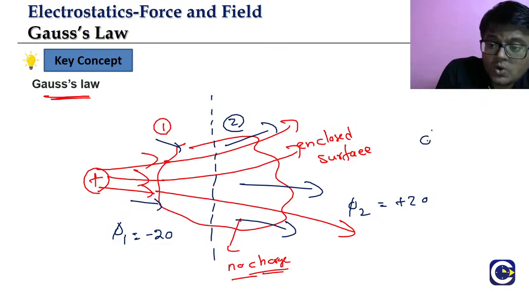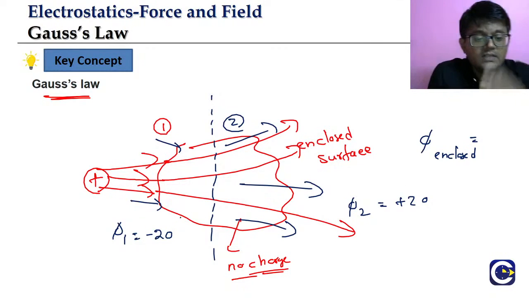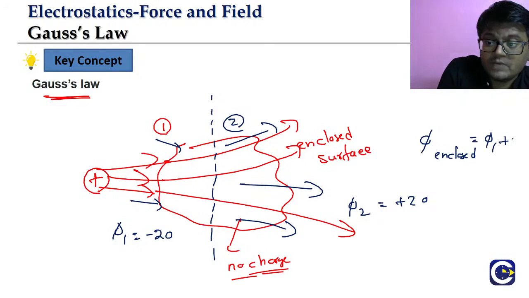So what do we get as the total flux through that enclosed surface? Flux through part 1, flux is a scalar, right? We can simply add. Flux through part 1 of that object plus part 2, which is -20 plus 20, what do we get? 0.